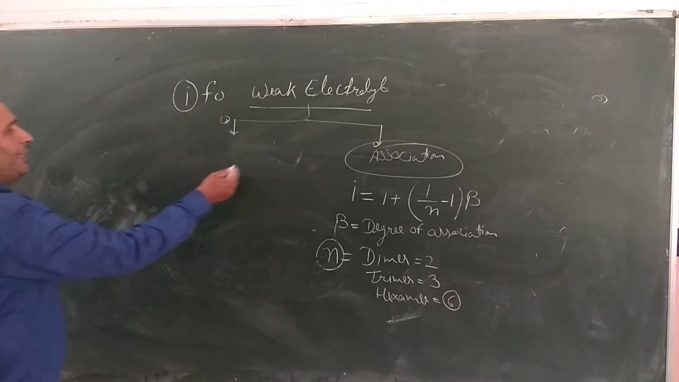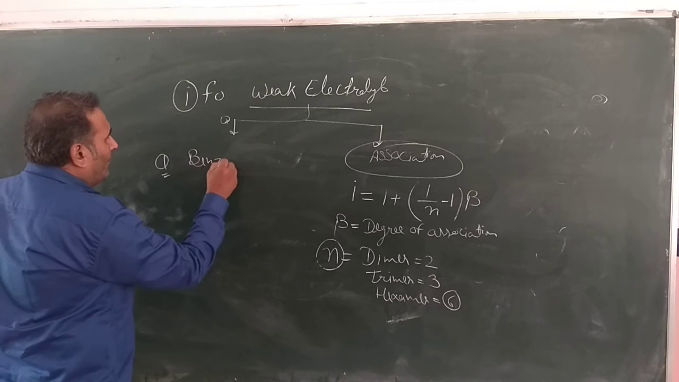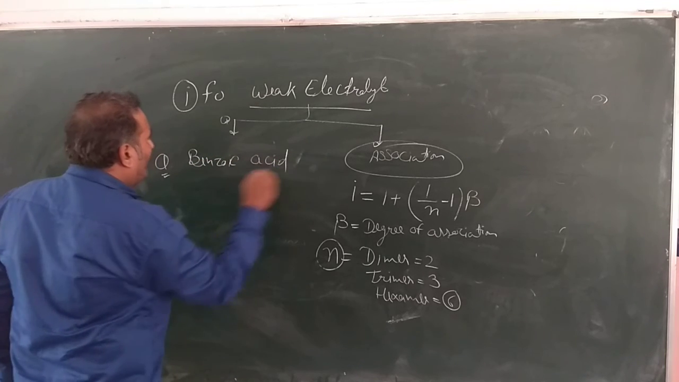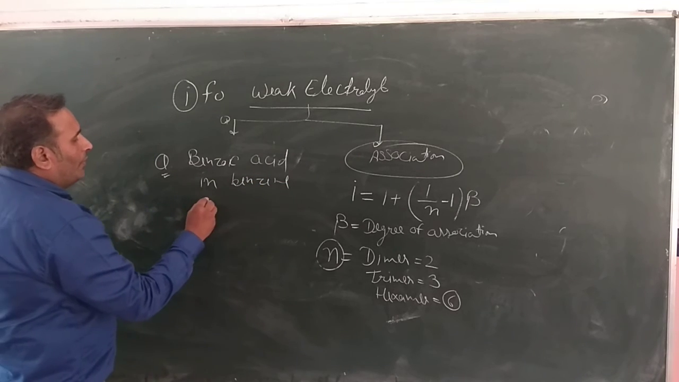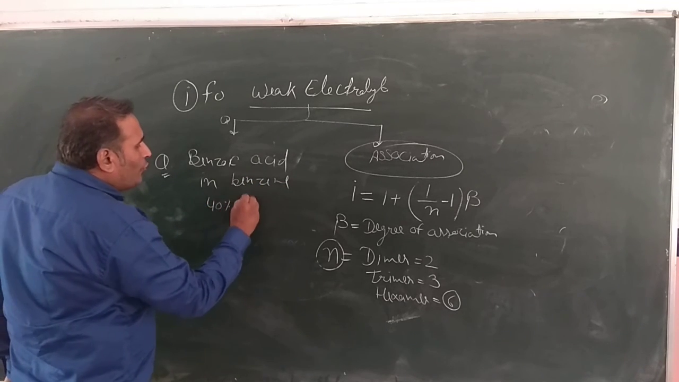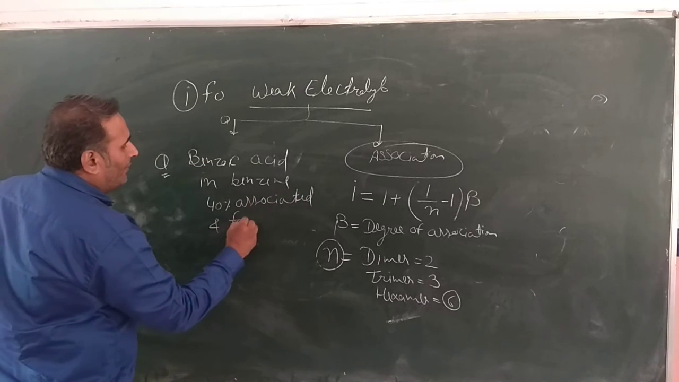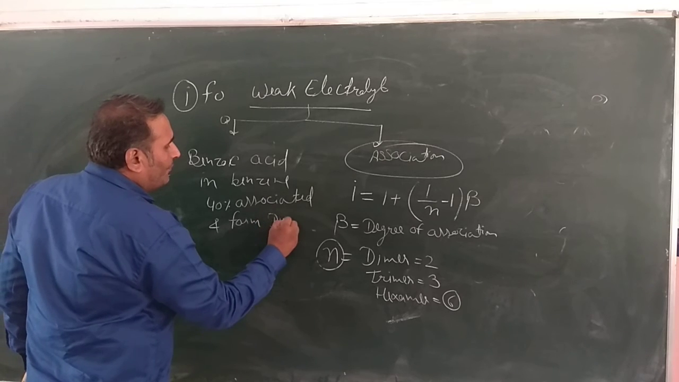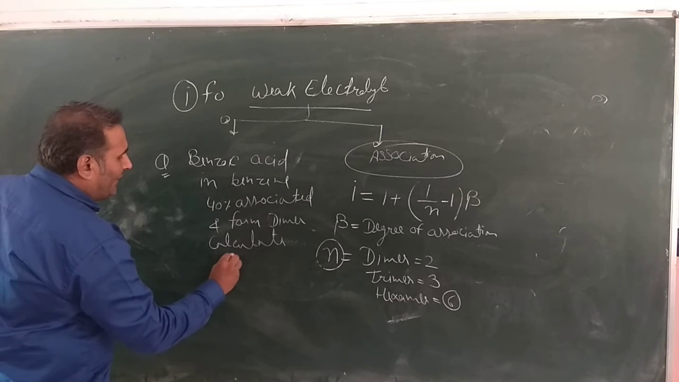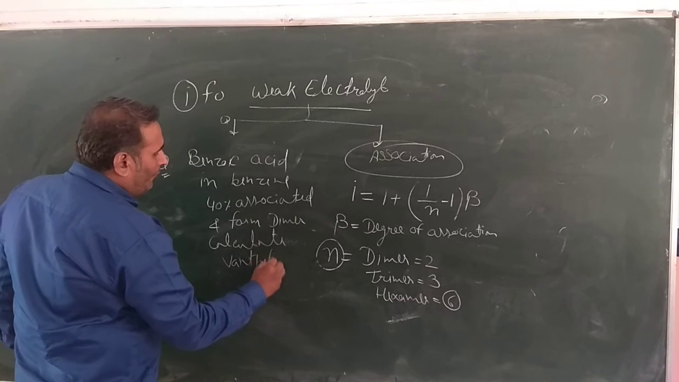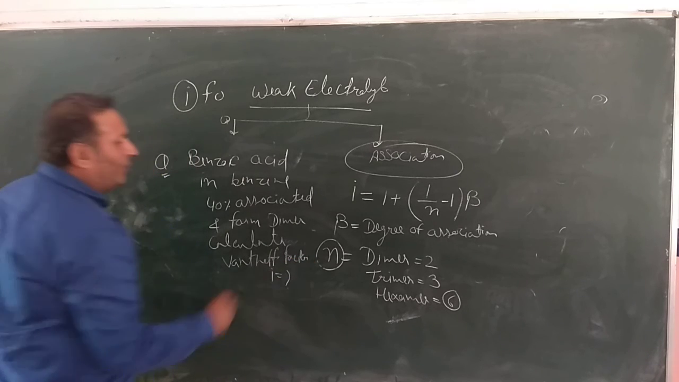हम लोग एक क्वेश्चन करते हैं. देखिए सपोज benzoic acid in benzene 40% associated and form dimer. Calculate van't Hoff factor. Means we have to calculate.